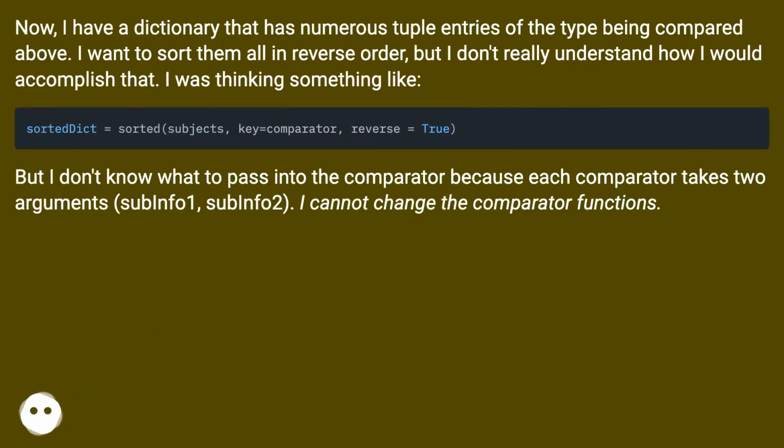Now, I have a dictionary that has numerous tuple entries of the type being compared above. I want to sort them all in reverse order, but I don't really understand how I would accomplish that. I was thinking something like, but I don't know what to pass into the comparator because each comparator takes two arguments, subinfo1, subinfo2. I cannot change the comparator functions.